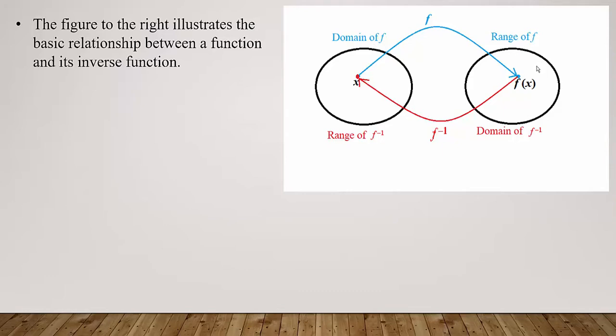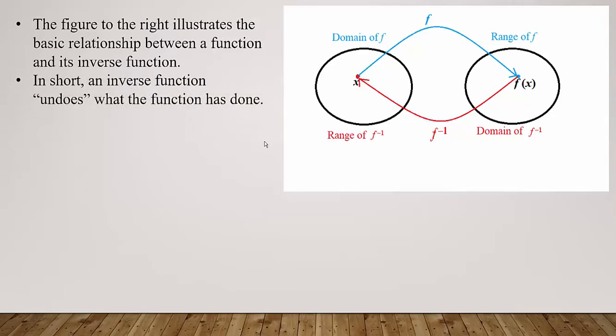So what an inverse function will do is it takes f of x and it sends you right back to where you started. And that's the notation we use for inverse function, and we read that as f inverse. This set will be the domain of the inverse function, and this set will be the range of the inverse function. So in short, an inverse function undoes what the function has done.